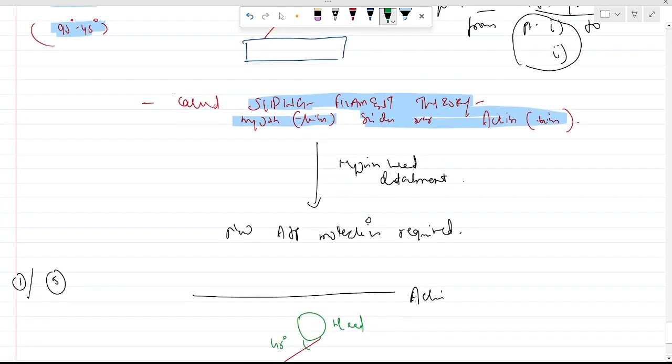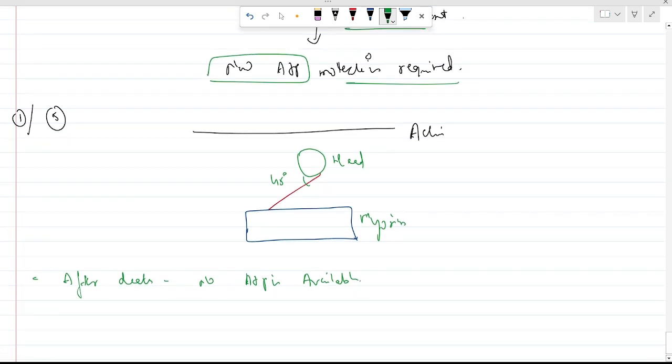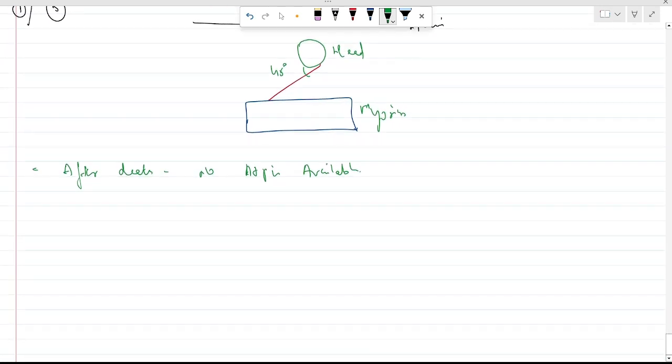Okay, now we have a condition here. After death there are no ATPs available. But we have seen here, after the first sliding part, myosin head detachment, a new ATP molecule is required, so that hydrolysis will occur and there will be cross bridge formation. But no ATP is available after death.